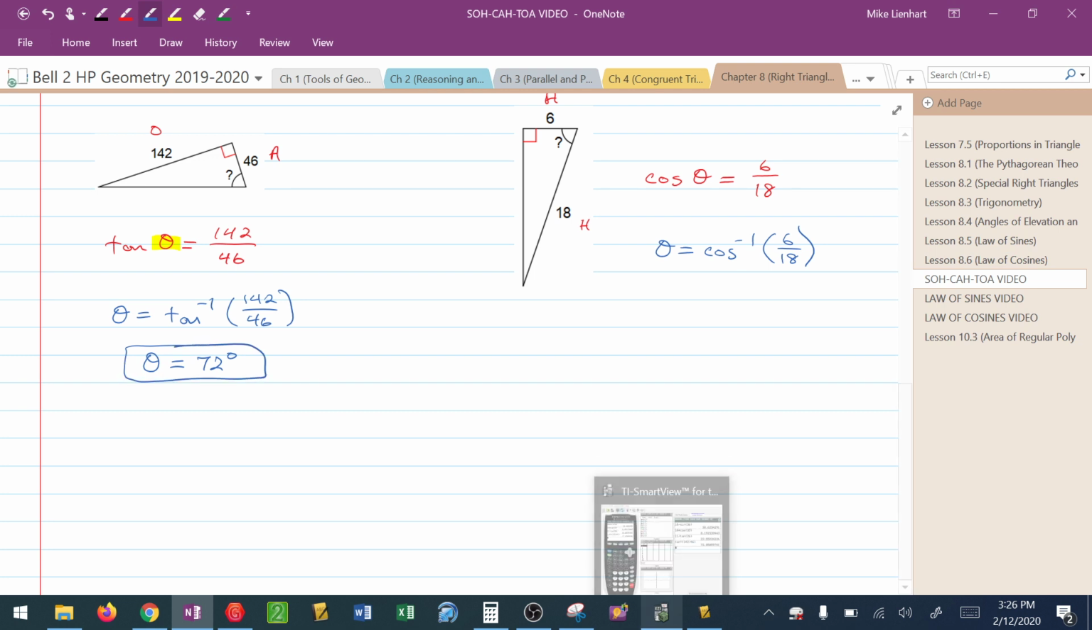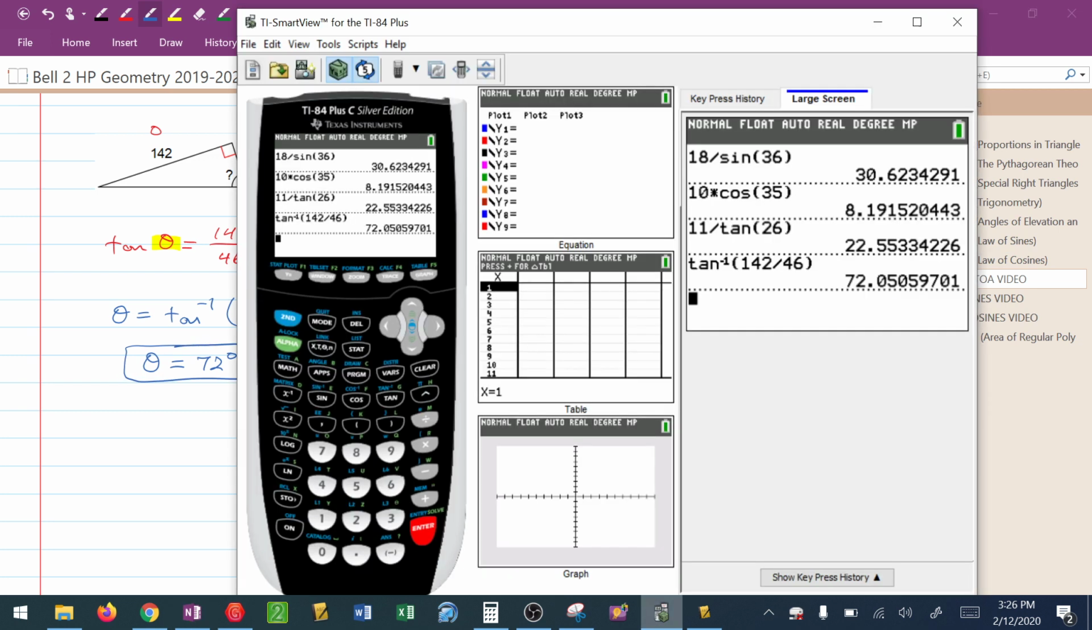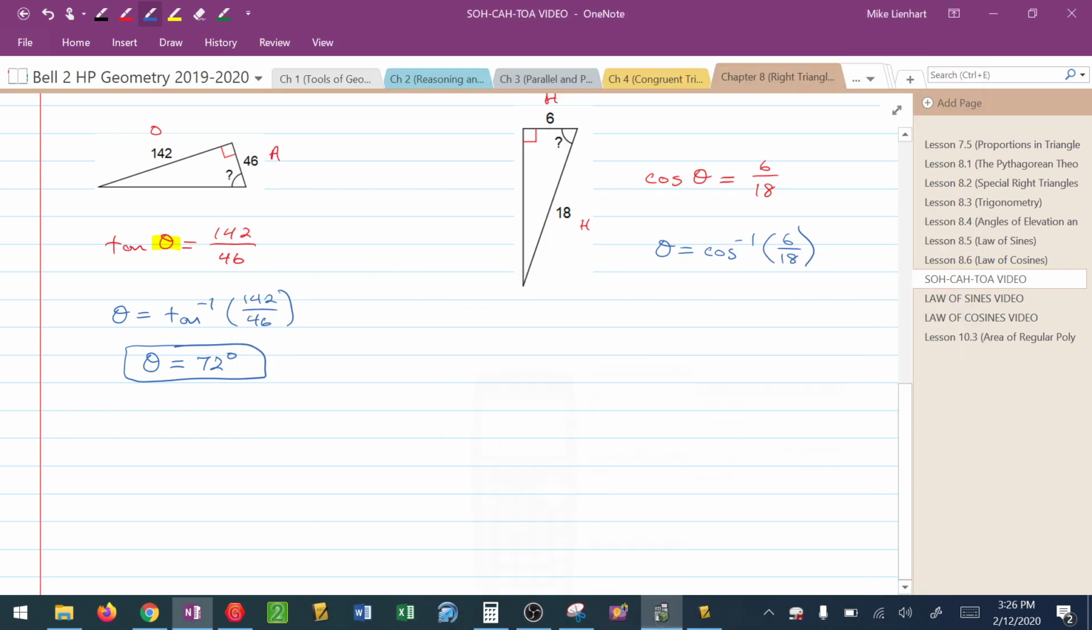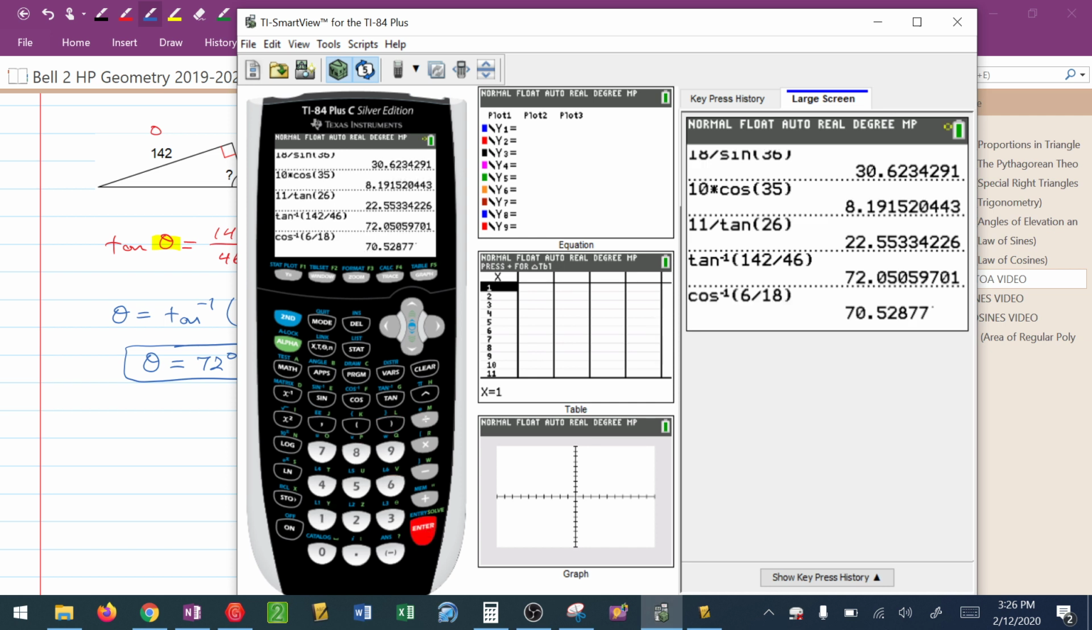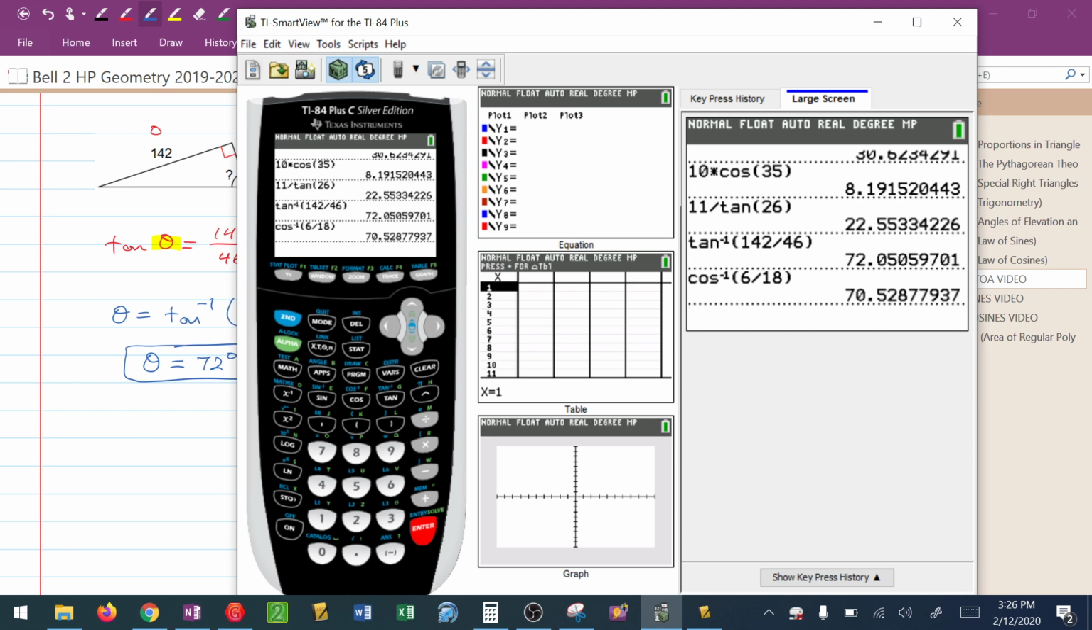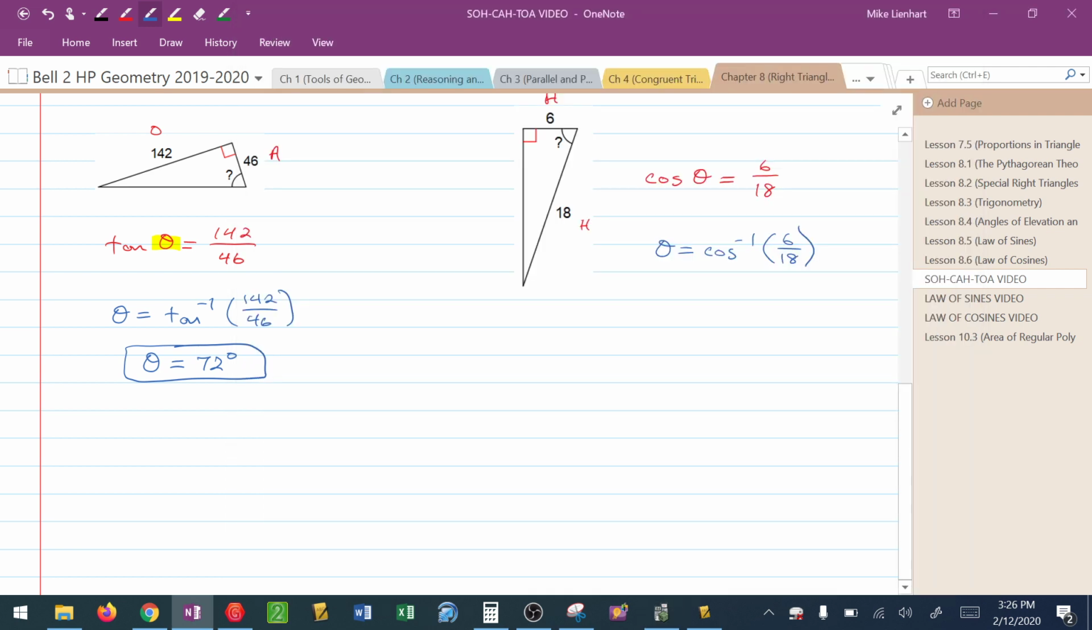For this one, we're going to use the inverse cosine. So I go second cosine. I type that fraction in, 6 divided by 18. Close it off. Round to the nearest degree. And this would be 71 degrees.